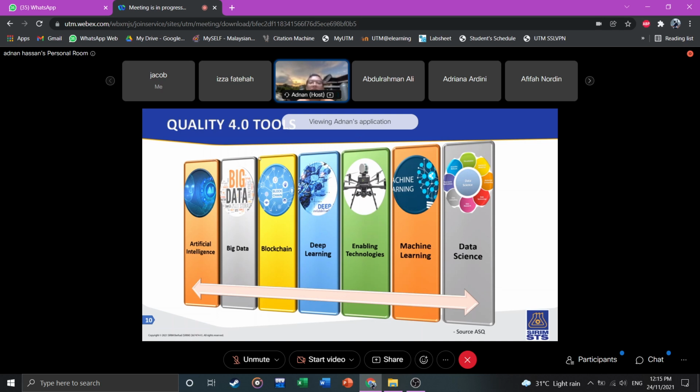So all this technology, like artificial intelligence, big data, blockchain, deep learning, these are coming from computer science. Okay, machine learning, but it can be applied in quality system. So it can be applied in quality system, and if we have the knowledge in this technology, okay, you will be in good demand. Okay, we also discuss about Six Sigma.